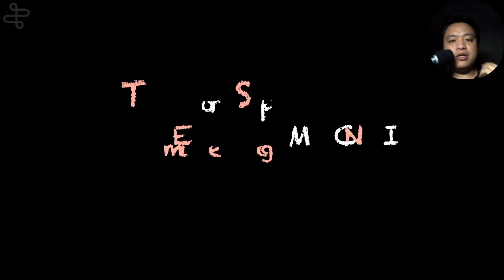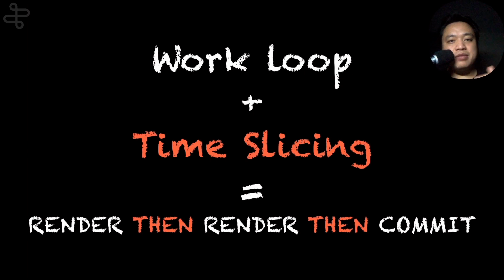The main mental model that you should have in your head is that when we combine time slicing with a work loop, we're basically saying that we render until we run out of time, and then we'll pause and yield back to the browser, and then we'll resume again with the work loop, and then we'll render until we're done, and then we can commit all the way at the end.